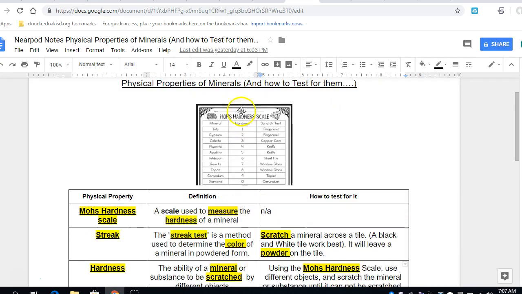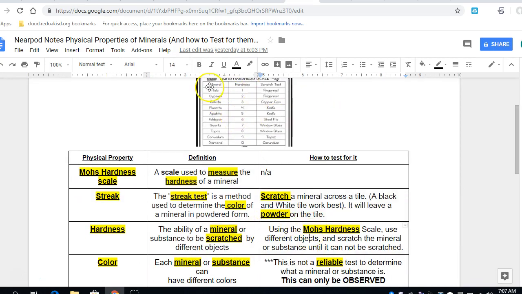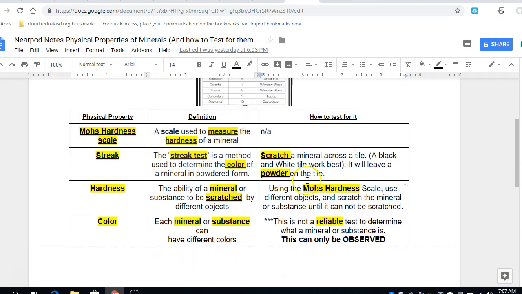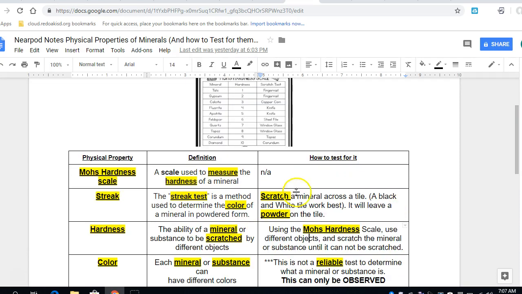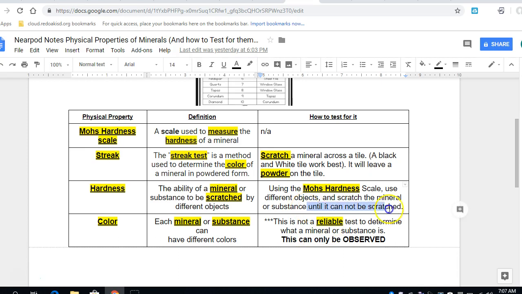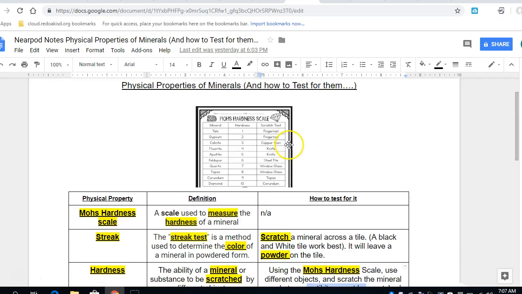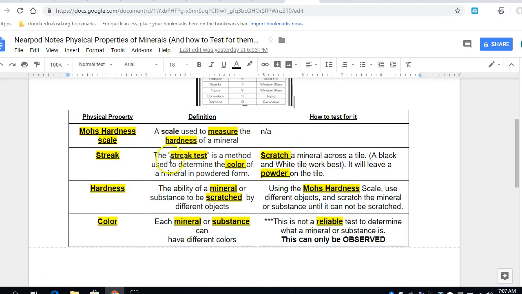And the way that we would test for hardness is we're going to use the Mohs hardness scale, and we would use different objects to scratch the mineral or substance until it cannot be scratched. So you would go down your list, and you would start with your fingernail, then you would use a copper coin like a penny, then you would use a knife. And if you can't scratch it with a knife, but you can scratch it with copper, you would know that the hardness of that mineral is about a 3, and that's where it would fall on the Mohs hardness scale.